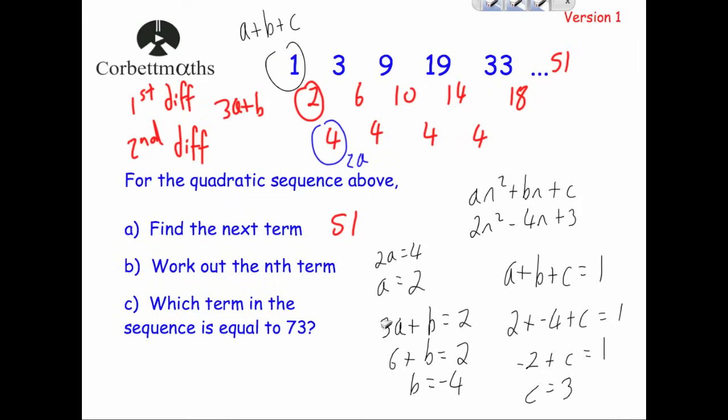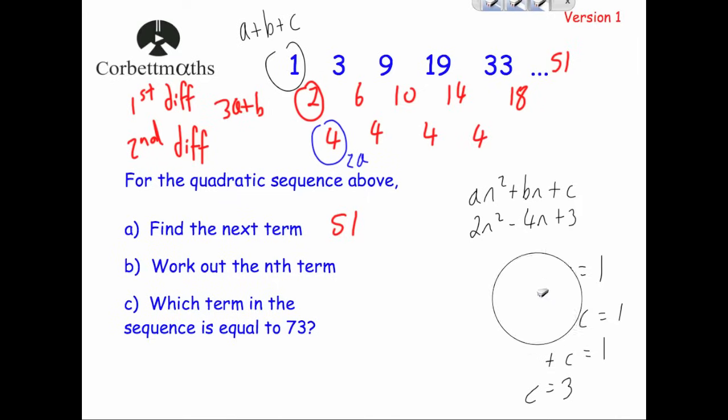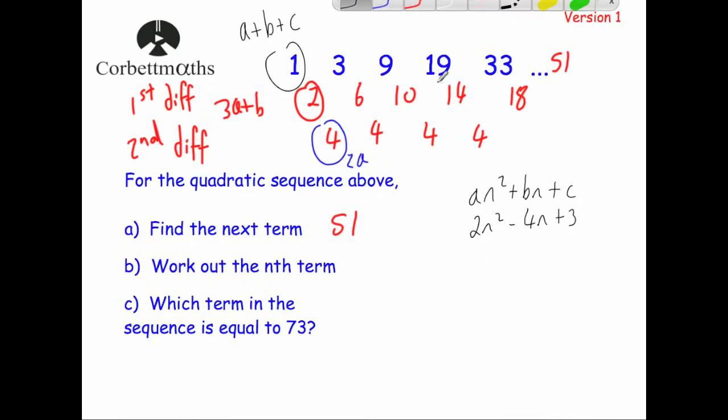Let's just get rid of this because we're going to need a bit of space here. So the nth term is equal to 2n squared minus 4n plus 3. And finally it says which term in the sequence is equal to 73. Now with an nth term, to find out which term in the sequence it is, you write the nth term equal to what number it is, and then you solve that equation. So we're going to do the same. So the nth term is 2n squared minus 4n plus 3, and that's equal to 73.